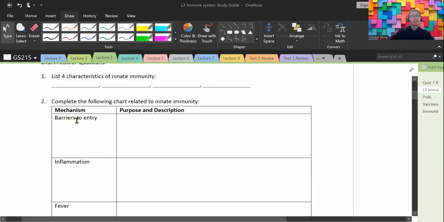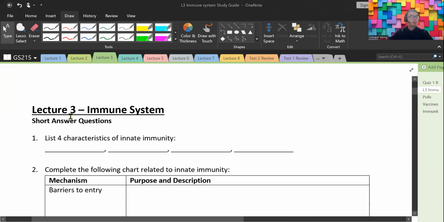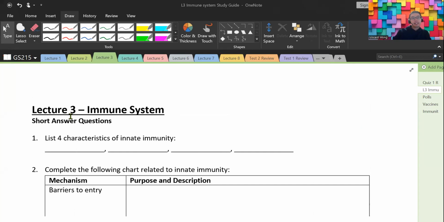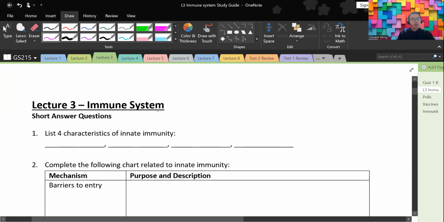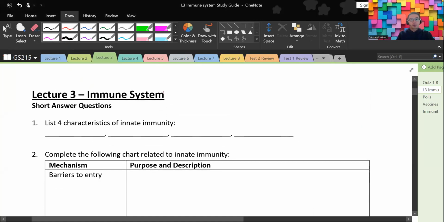Today, we're going to be doing lecture 3, which is the immune system. It has quite a bit of information in this lecture, so make sure you do ask questions if you are confused at any point of the tutorial. All right, first question, list 4 characteristics of innate immunity.